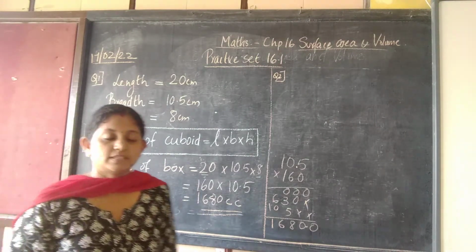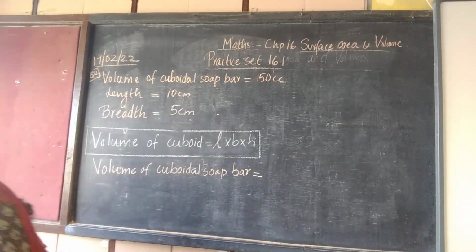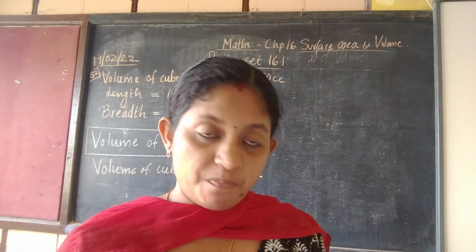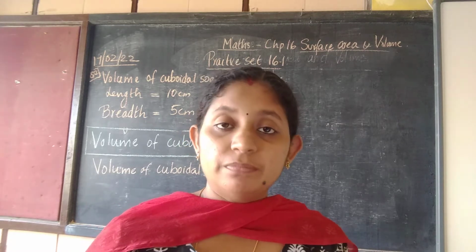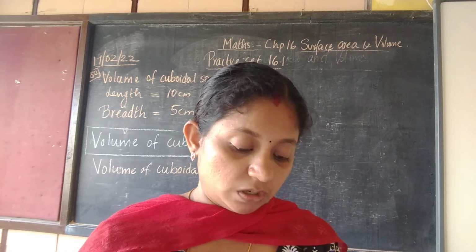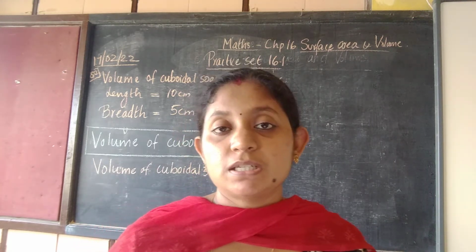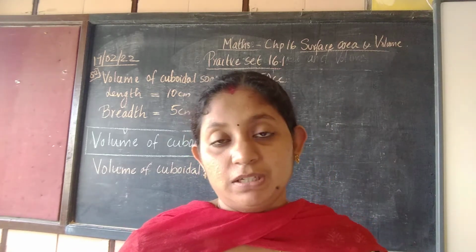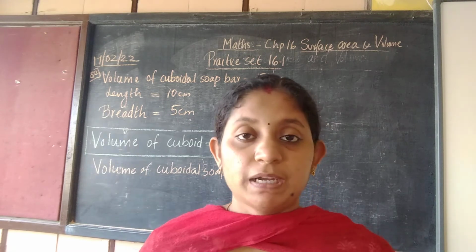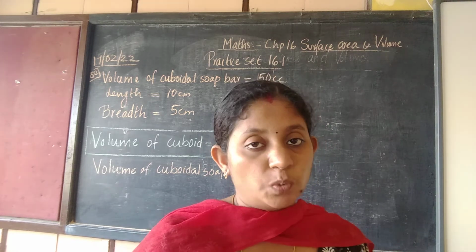Now we shall see question number 2. What is given in the question? It is given as a cuboid shaped soap bar. A soap bar has volume. Here volume is already given, that is 150 cubic centimeter. Find its thickness if its length is 10 centimeter and breadth is 5 centimeter. Now here volume, length and breadth are given. We are supposed to find the thickness, which means the height of the soap.